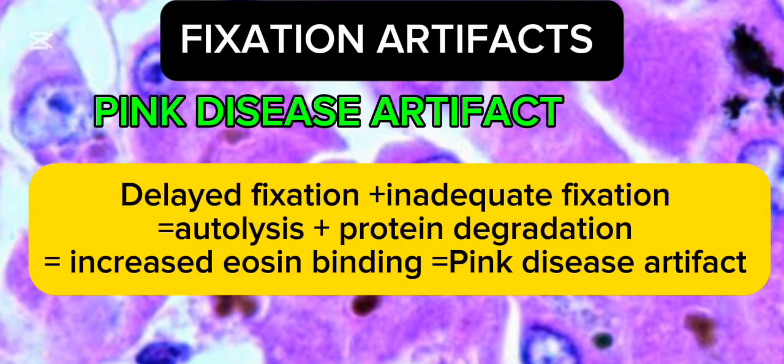Pink disease artifact refers to an artifact seen in histological tissue sections that results from poor fixation. This artifact is associated with tissue autolysis and improper processing, which causes uneven staining, especially with eosin during hematoxylin and eosin staining. And this artifact is often a sign of incomplete or delayed fixation.